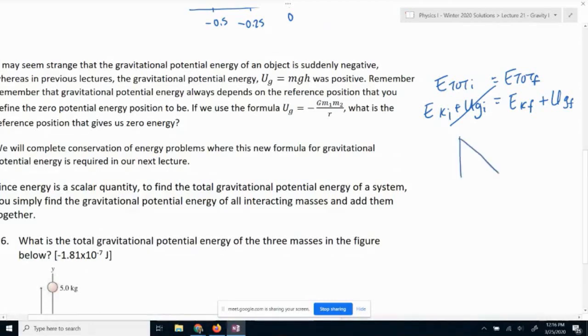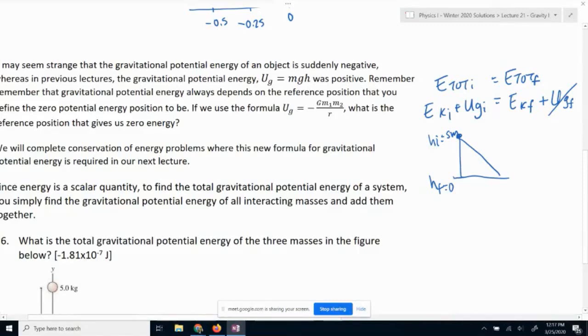Right. When we define, let's say this is a slide, this is the boy at the top of the slide, and we say the initial height or the final height here is 0, the initial height is 5 meters or something. Well, we'd say, okay, well, the final height is 0. So because the final height is 0, then UG final is 0. We can cross it out completely, right?